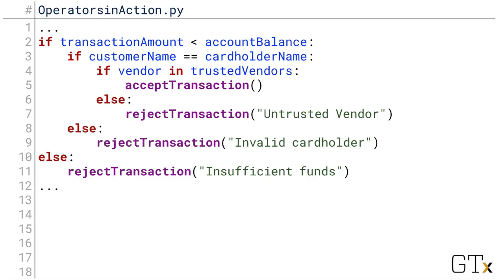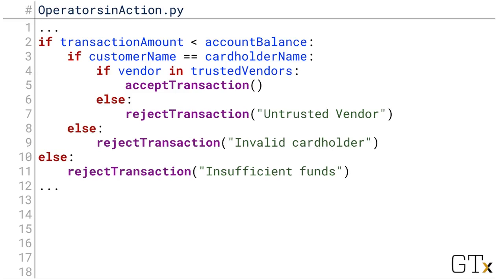To validate a credit card scan, our code would need to go through a number of different checks. It must check that the balance is sufficient to cover the total. It must check that the cardholder is the person trying to make the purchase. And it must check that the transaction is occurring at a trusted vendor. So what would that look like in code?